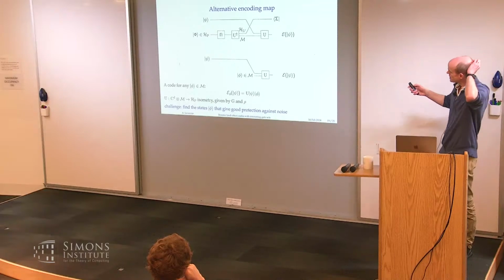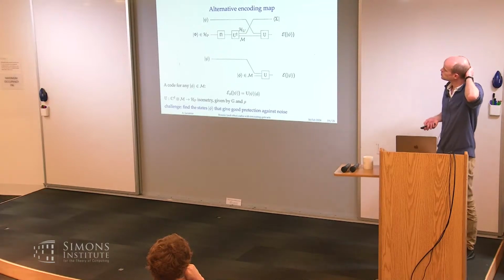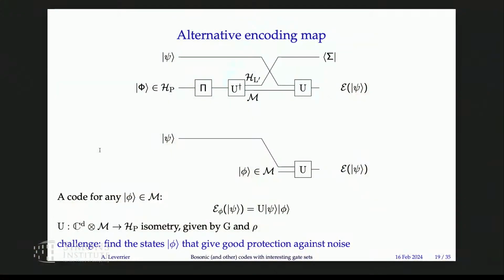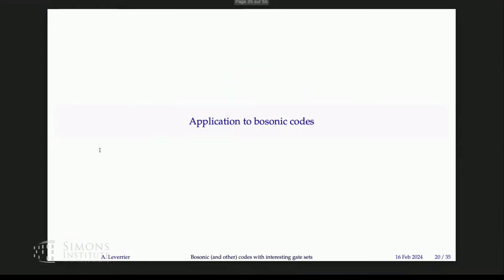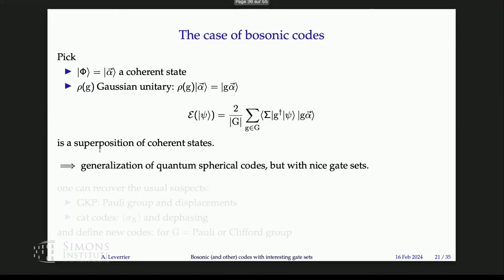Okay, so that's the general recipe, and now I want to show you some examples in the bosonic case, and then talk about qubits. So first, bosonic codes, because this is the application we had in mind at the beginning.